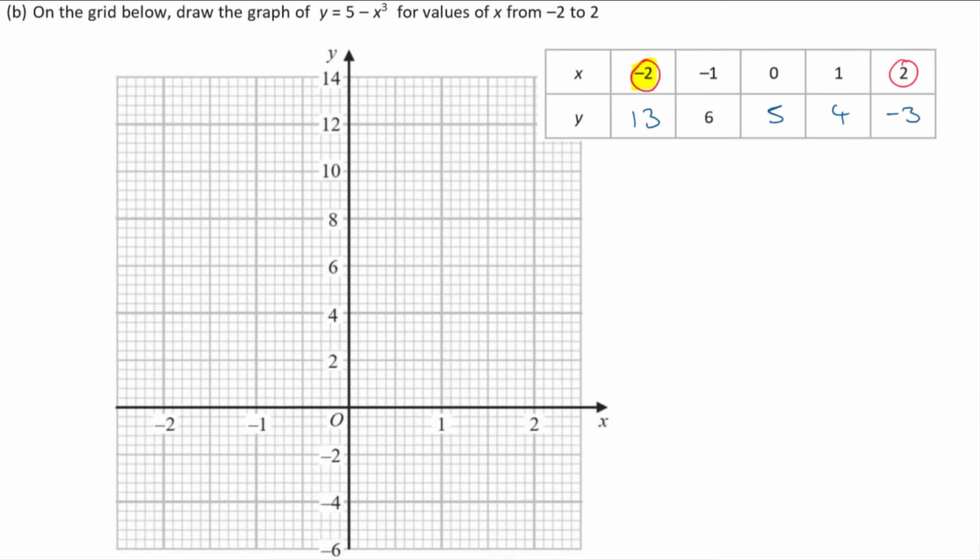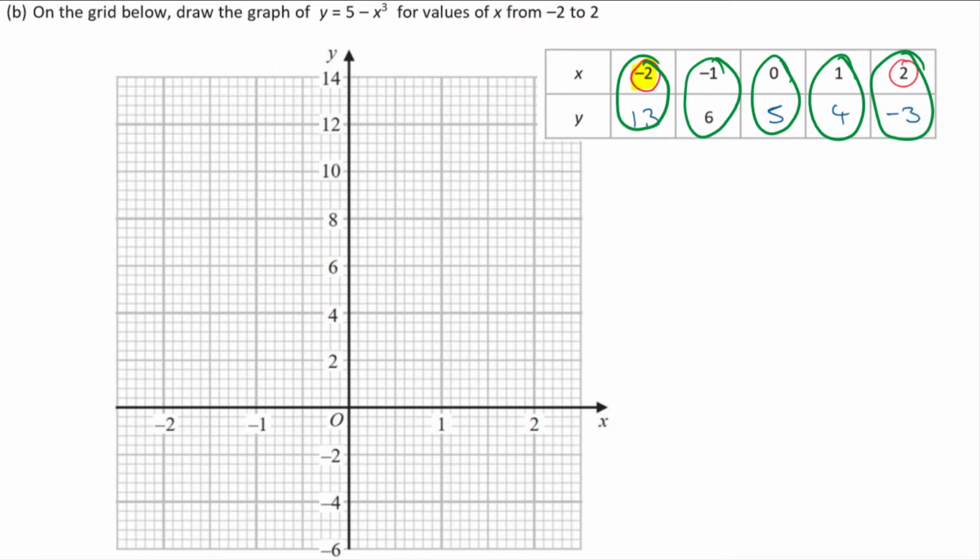On to part B, we're now going to plot those points on this graph. On the grid below, draw the graph of y equals 5 minus x cubed for the values of -2 to 2. Now, they're the values we just found. So we're going to be plotting each of these as coordinates. So -2 goes with 13, -1 goes with 6, 0 goes with 5, 1 goes with 4, 2 goes with -3. Okay, so let's just plot those on.